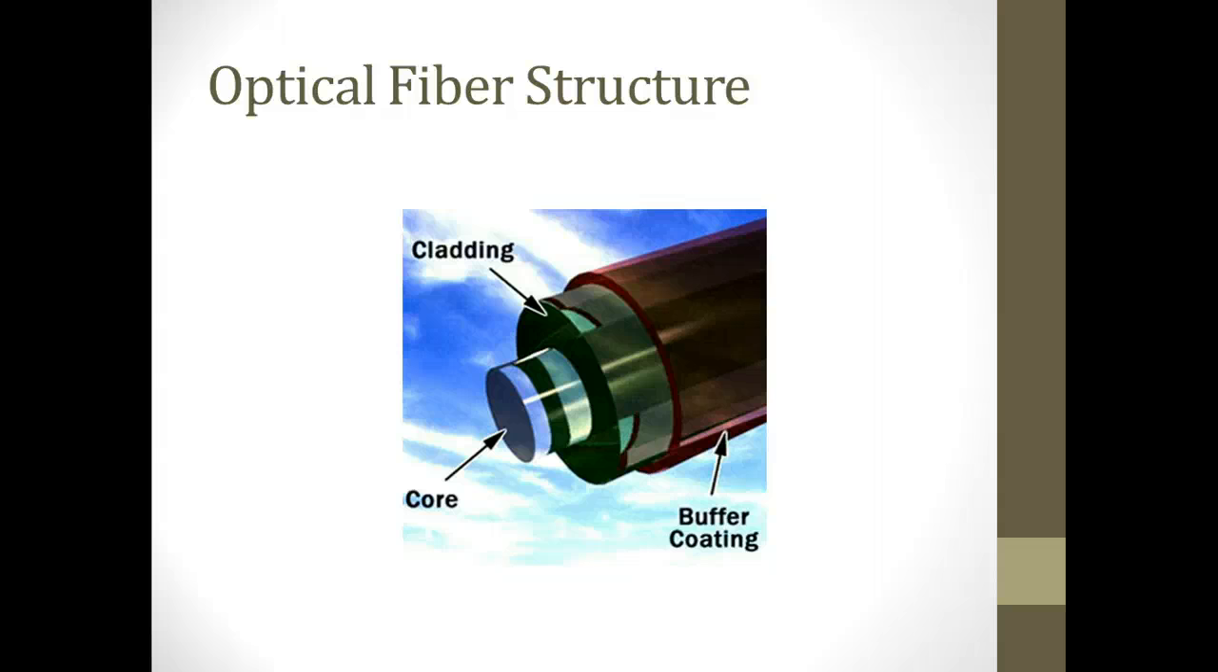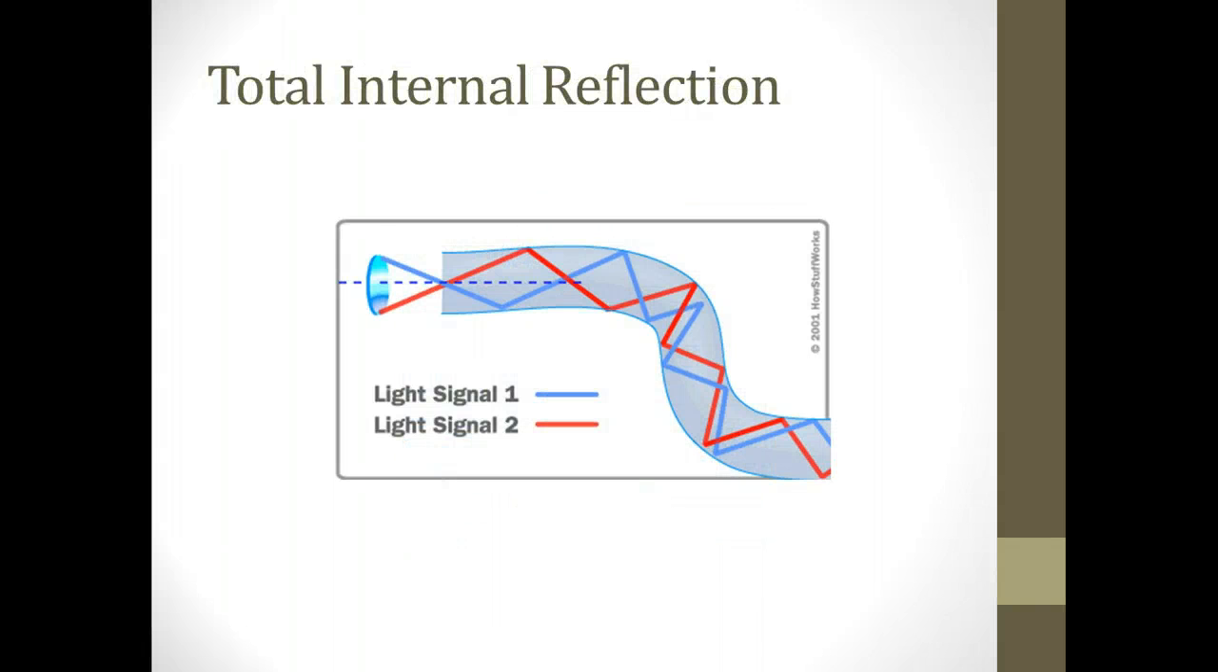Light travels through the core, constantly bouncing from the cladding. And this is known as total internal reflection. Kind of a little diagram there. Pretty easy to explain. If you were to shine a light down a hallway, you could bounce the light down the hallway using mirrors. That's kind of the same concept.